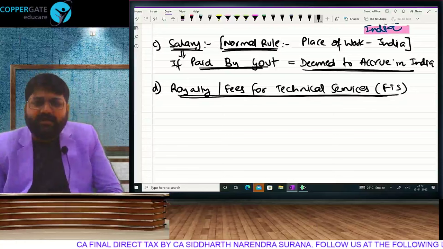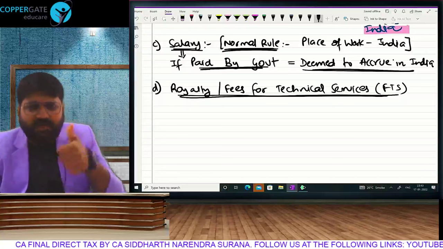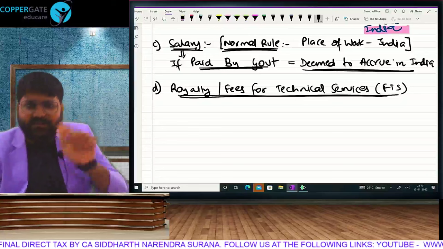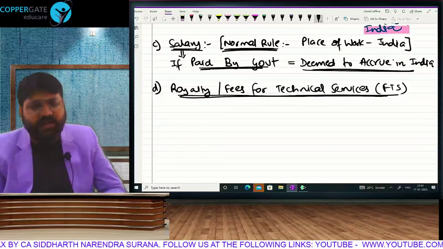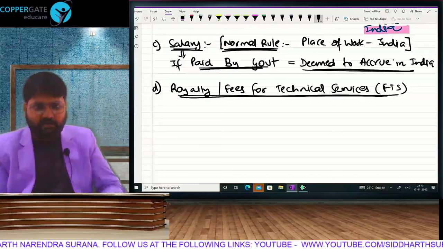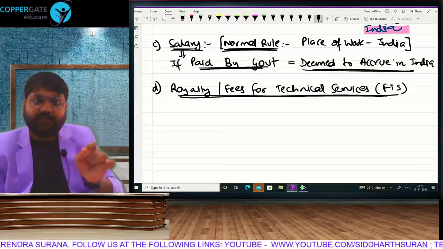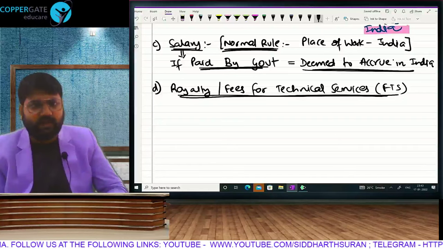Like in interest, we discussed that borrower will pay interest to the lender. So, if borrower is government, it is Indian income. Or otherwise, if the borrower has used the money in India, it is Indian income. Similarly, in salary, we discussed. If the place of working is India, that's the normal rule. It is Indian income. But if government is paying you salary, then even if it is outside India, it will be treated as Indian income if you are a government employee.